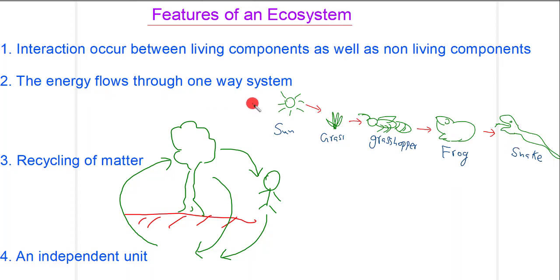The energy flows through a one-way system: from the sun to grass, grass to grasshopper, to the frog, frog to snake. Now recycling the matter, I will explain that. Plant matter is taken by the animal. The animal dies and goes into the soil. Again the plant reabsorbs it. When the plant dies and the leaves fall, they come to the soil again and are absorbed by this plant or another plant.